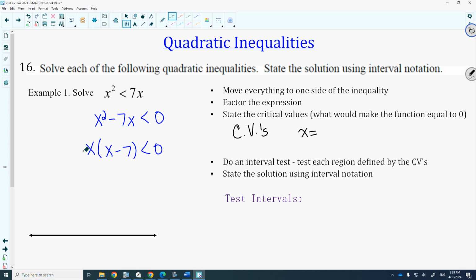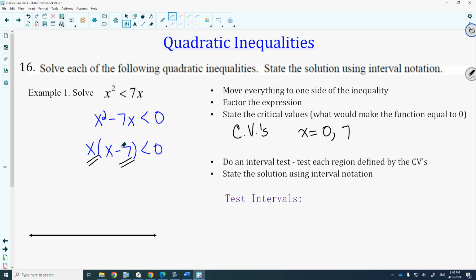Because these are factored, this would be a quadratic, and your critical values are going to be x-intercepts. So what would the x-intercepts of this quadratic function be? It would be x is 0 and x is 7. Those would be my two critical values. This one gives me a critical value of 0, and this one would give me a critical value of 7.